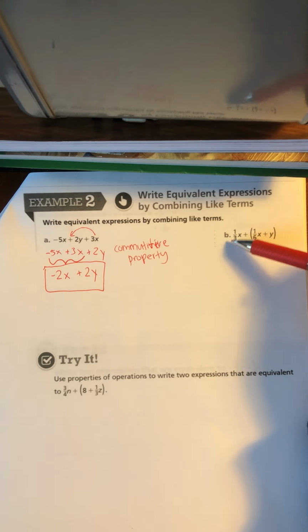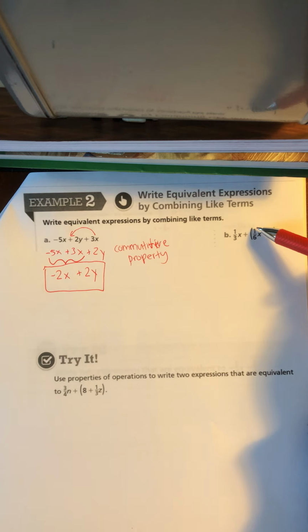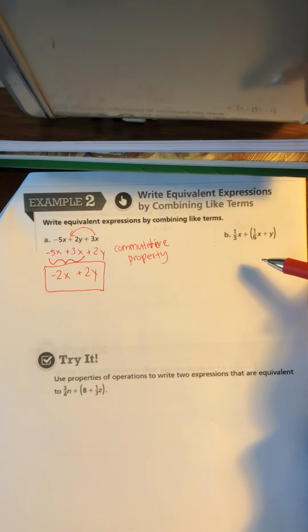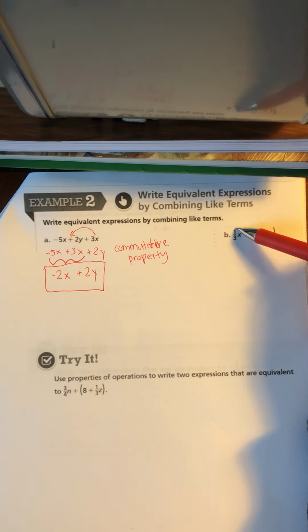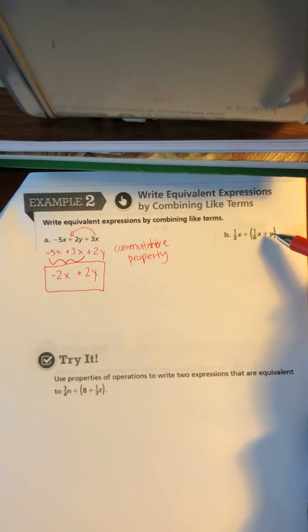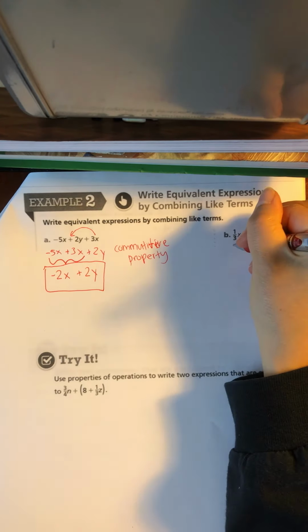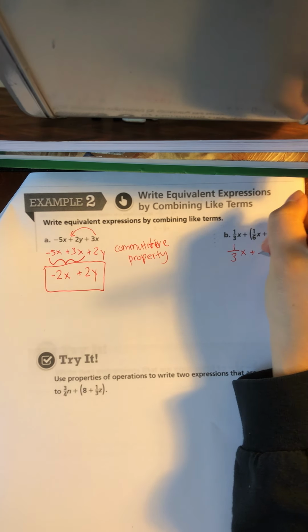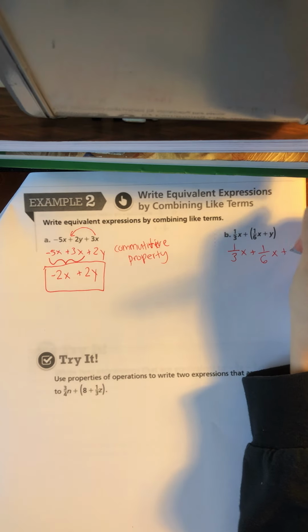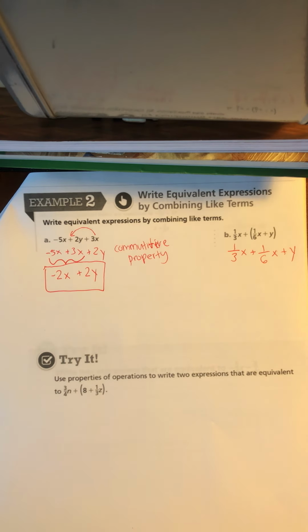So for this, it says 1/3 x plus the quantity 1/6 x plus y. Now these parentheses are not really here for any reason. A lot of people might think that we'd have to do distributive property here, but you don't. This 1/3 x is not multiplied to 1/6 x and y because it's not next to the parentheses. There's this addition sign here. So really what this says is 1/3 x plus 1/6 x plus y. You can really just take away the parentheses.